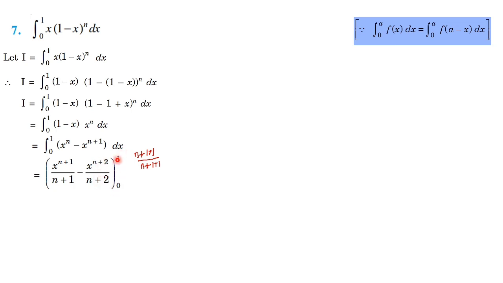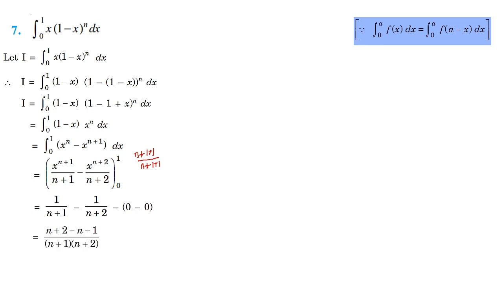Then apply the limit, integral 0 to 1. 1 power n plus 1 is 1 divided by n plus 1, minus, this minus is there, then 1 power n plus 2. 1 power any quantity is 1 itself, so 1 divided by n plus 2, minus the lower limit. Lower limit is 0, so when we apply 0 here, both terms will be 0. So 0 minus 0. This is the upper limit and this is the lower limit.